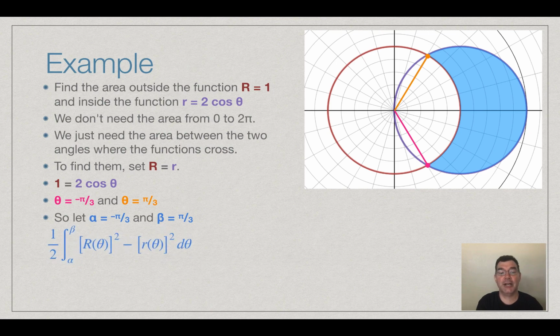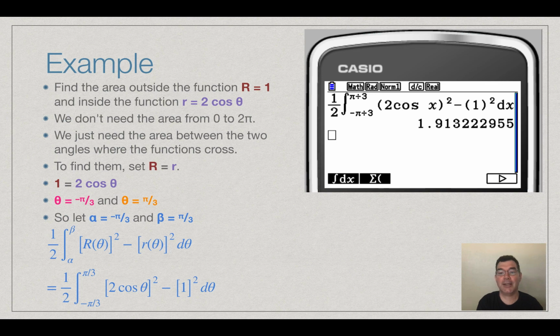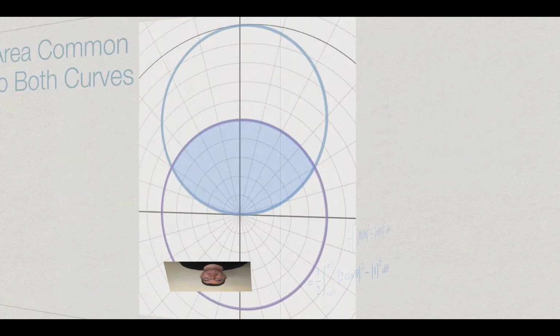So there's the generic formula that I talked about in the last slide. I'm going to plug in what I know. So it's going to be 1/2 times the integral from negative pi over 3 to positive pi over 3 of (2 cosine theta) squared minus 1 squared. And so I go to my calculator again and I figure out what that is. That is about 1.913. Okay, so that's an example of the first case.